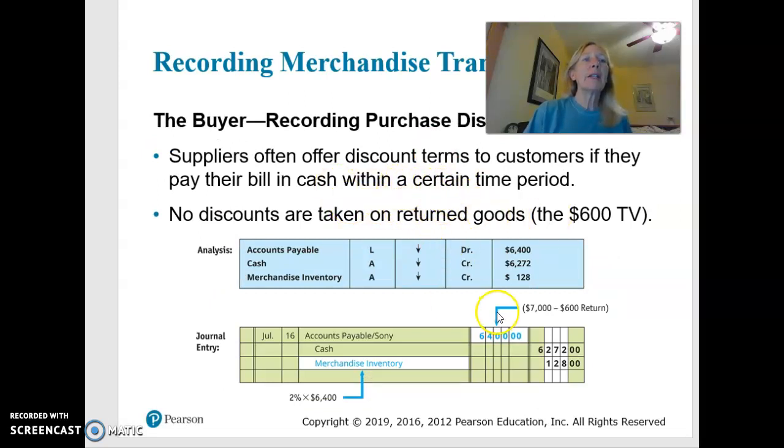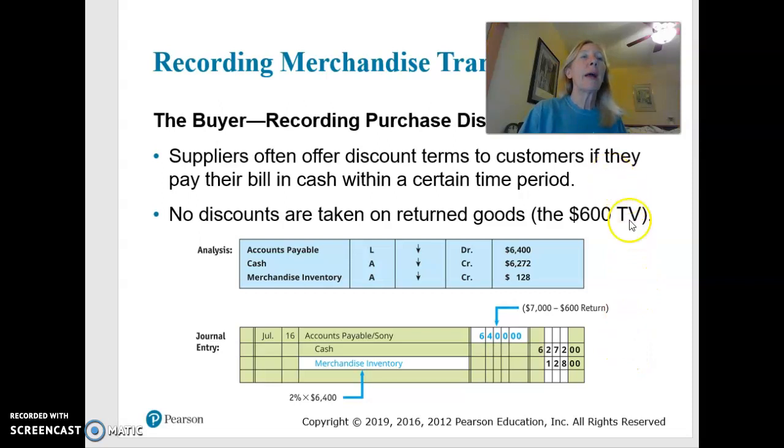So in this case, you have your accounts payable, all the TVs that you bought, less the one you sent back. You're going to pay it, so your cash is credited, and you're going to take the discount. And the discount is recorded as a decrease in merchandise inventory. So that is something that you're going to have to refer back to the PowerPoint. You're going to have to write notes and remember it, however you want to do that. That's going to come up, and we're going to have to review it because it's a little bit tricky.